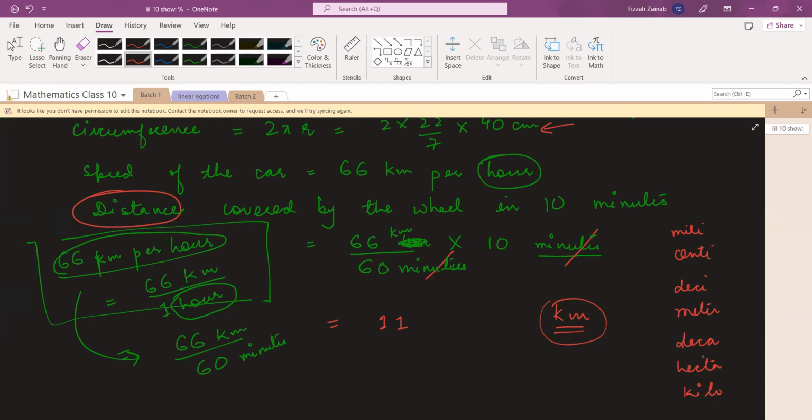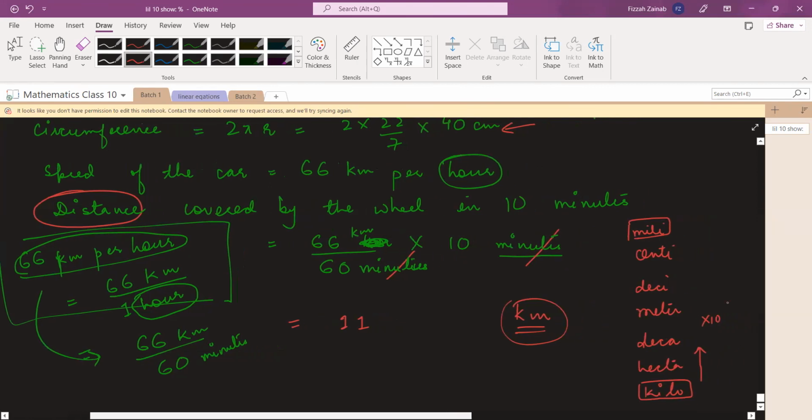So that means kilometer is a large unit, correct? And this is a small unit. So when you are going towards a small unit, you will multiply with 10. When you are converting from a larger unit to a smaller unit, you multiply with 10. If you are coming from a small unit towards a larger unit, for example converting centimeter into meter or meter into kilometer, then you will divide by 10. Understand?